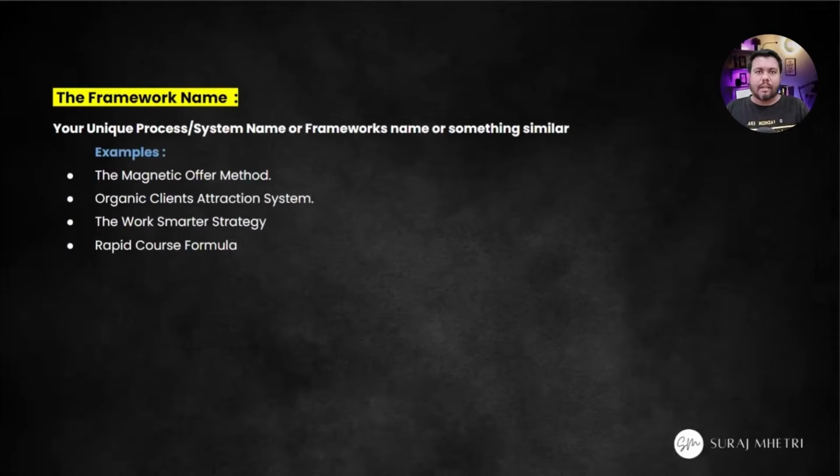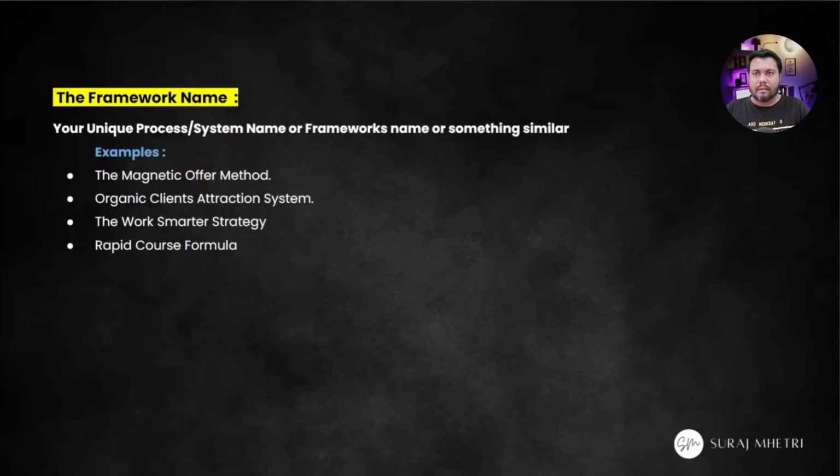So you can use your processes, your systems or frameworks, or anything, the name of your method or something similar. Okay. So an example is the magnetic offer method that I use, or client magnetizer. As you are in this program, this is also a framework name, a method name that I've used for the program. Okay. Other cool words that you can use include something like formula, or system, or strategy, or blueprint, as you can say.